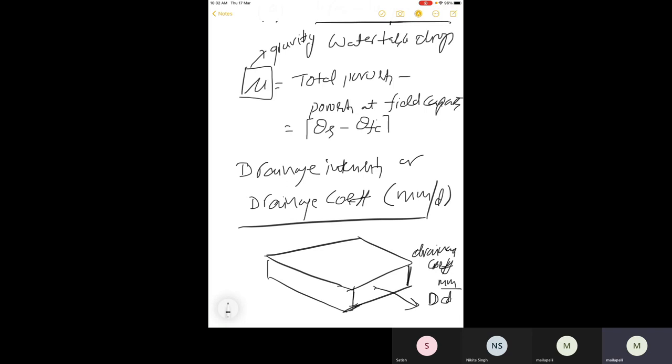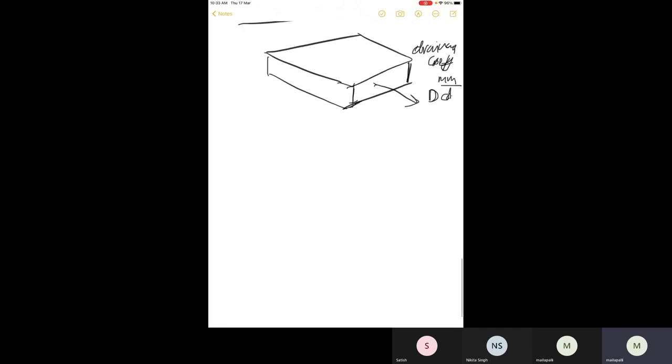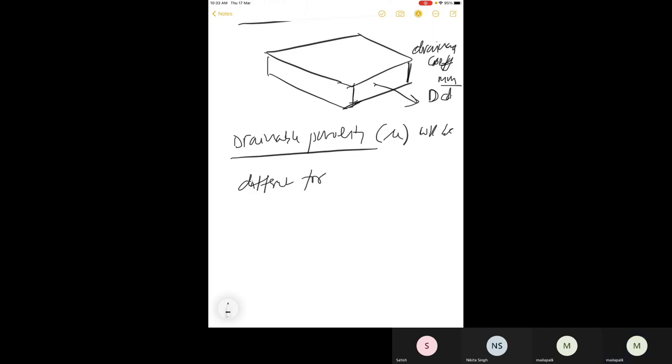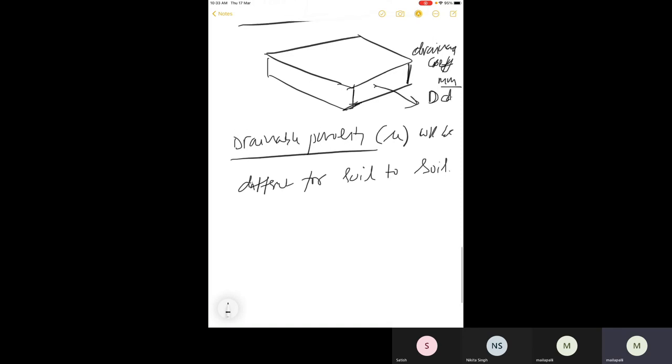So this drainable porosity, whatever we were discussing, will be different from soil to soil. Right, it is obvious.